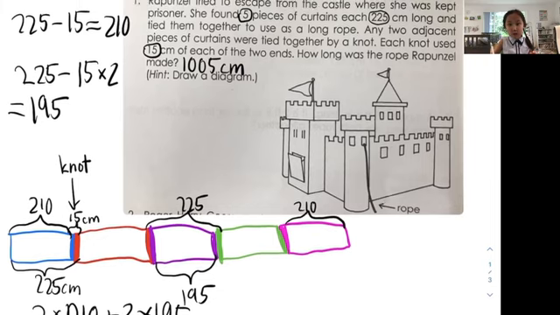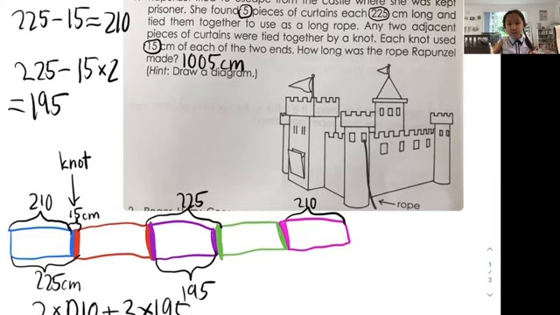Drawing a diagram is usually the best method of solving problems, especially word problems, like problems that have a lot of words. We can draw a diagram and then draw all the clues we have and then do some calculation and then solve it out.